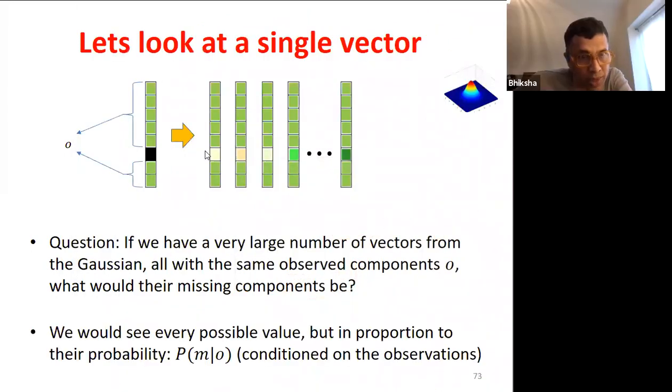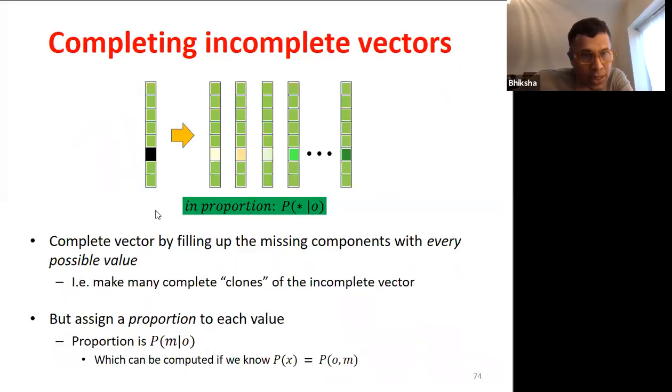And so what I'm going to do is to fill it with every possible value of the missing component, but the number of times any value occurs is going to be in proportion to the a posteriori probability of that value given the observed data, right? I'm going to complete the vector by filling the missing components with every possible value, but assign a proportion to each value, which is proportional to P of m given O. And P of m given O, the a posteriori probability of any missing value given the observed value, can be computed if I know the joint probability.